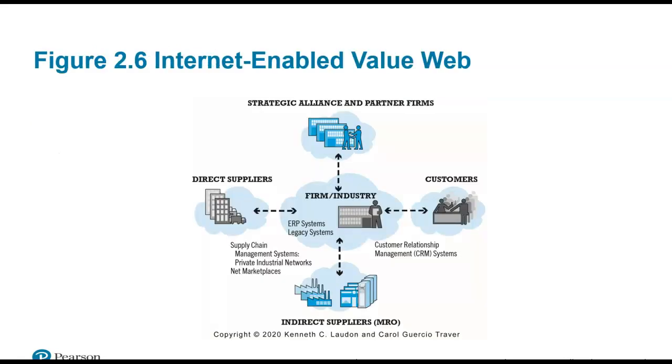So an internet-enabled value web simply means that everybody sooner or later is tied together, depending on what industry you're in. Whoever you're buying your supplies from, whoever you're selling to, ultimately are connected. And again, when you get into strategic alliance and partner firms, it means you may have other folks. If you're Walmart, for example, and you've got tight relationships with your suppliers, they're probably going to be part of your value web as well.